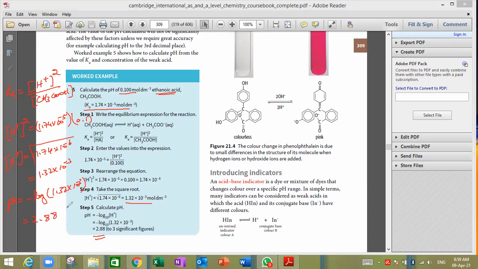Understand this method, or shall I repeat it? No, I understand. Okay, thank you.